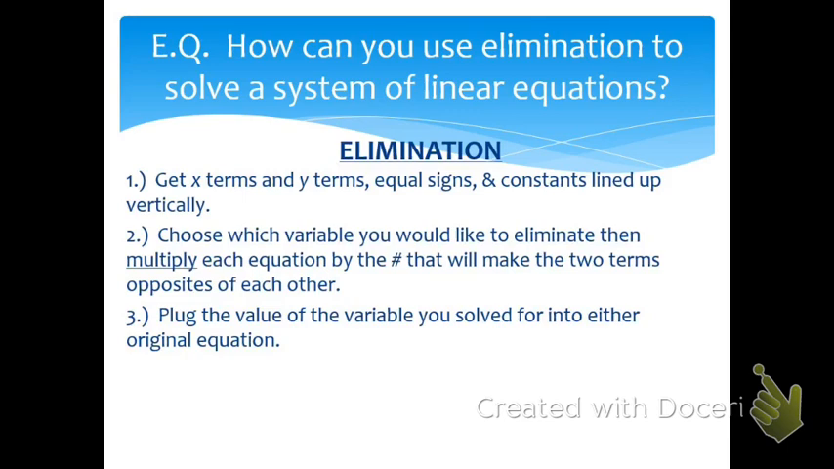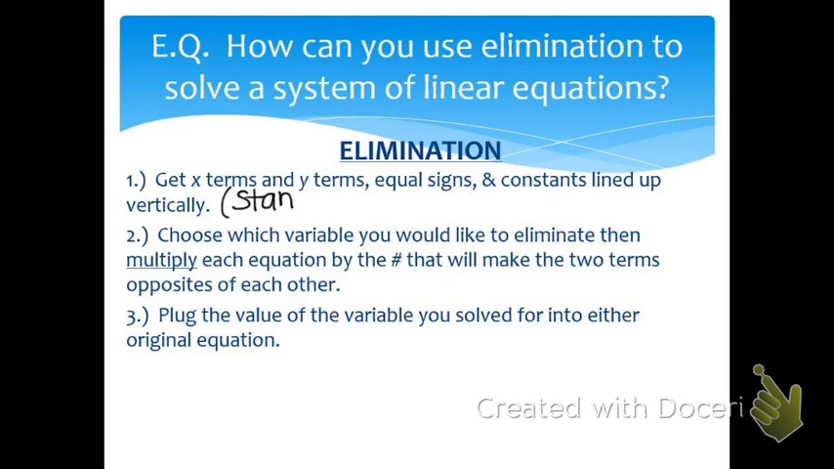So here are the 3 steps. Now, there's only 3 steps, which makes it sound pretty simple, all right? But let's look at it. Number 1 says get your x terms, your y terms, your equal signs, and your constants lined up vertically. So essentially, here's what you're going to have to do. You're going to have to make sure that both equations are in standard form.